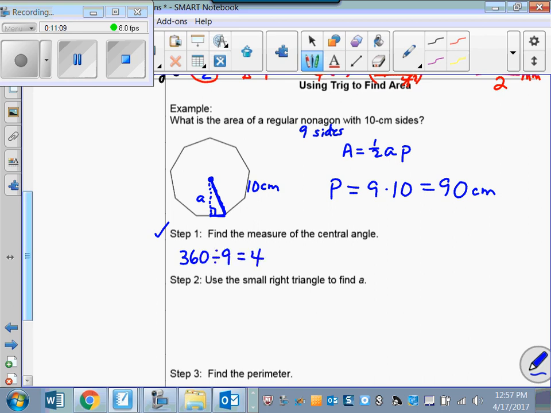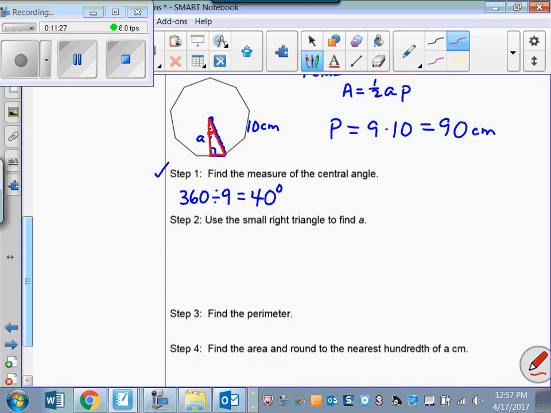And that's going to give me 40 degrees. But look at what we're dealing with here. This little right triangle only uses half of that central angle, right? Let me come down here. I like to break out my little triangle. So this is actually this triangle now. I'm using half of this central angle, so I know this is 20 degrees.